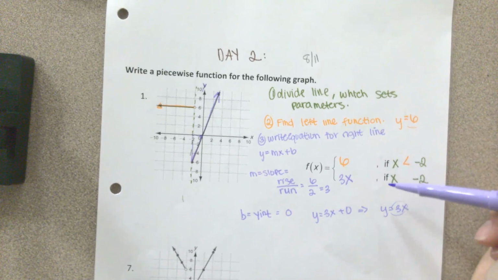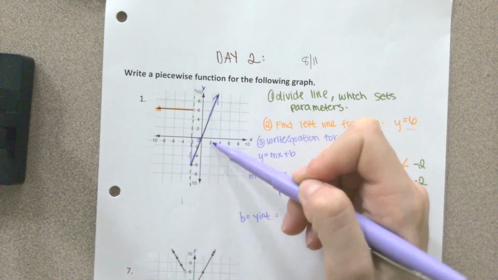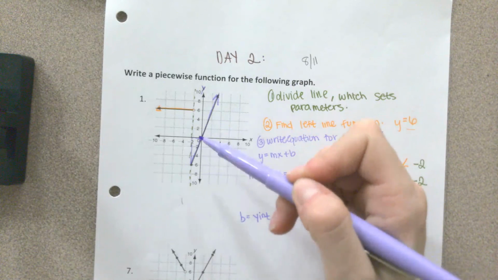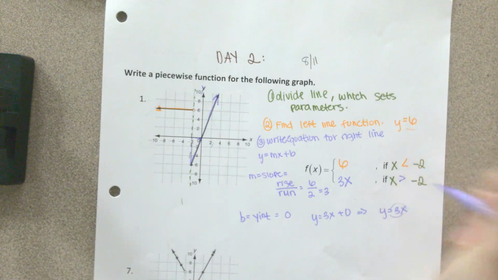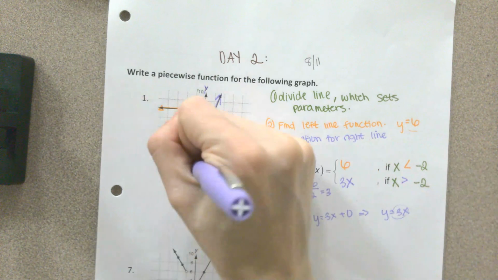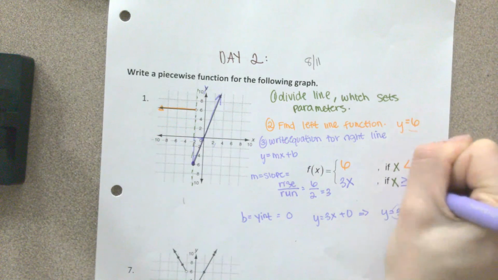And I notice that with this line, we are on the right side of our divide line, so we're moving more positive, we're going in the larger direction. So x is going to be greater than -2 and equal to, because we have a closed circle there.